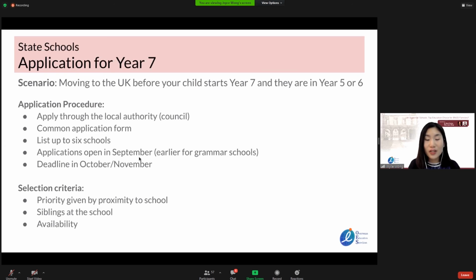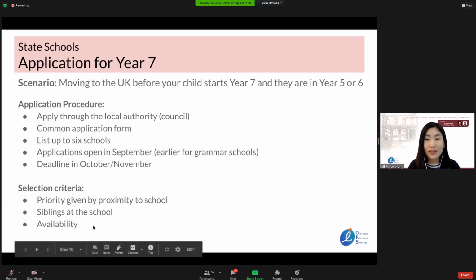The applications open in September, when your child is in Year 6 in the UK, and it's earlier for grammar schools. The deadline is usually at the end of October or the beginning of November, so it's a very, very tight period of time. Selection criteria is, again, proximity to school, how close you live, whether you have any siblings there already, and whether there are any spaces available. So you have to think of these very carefully.